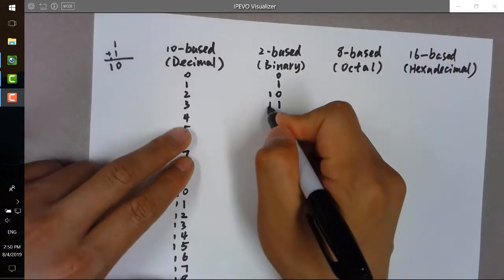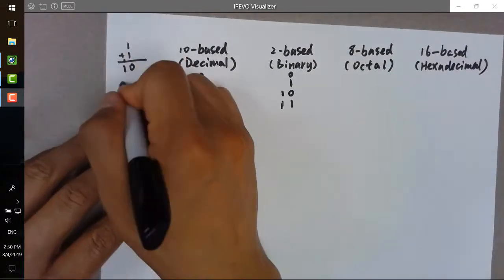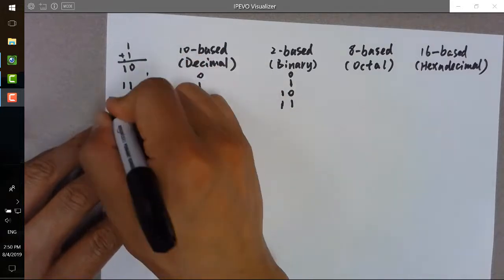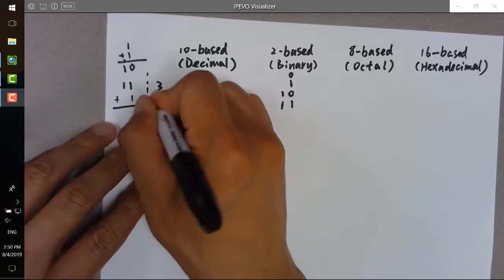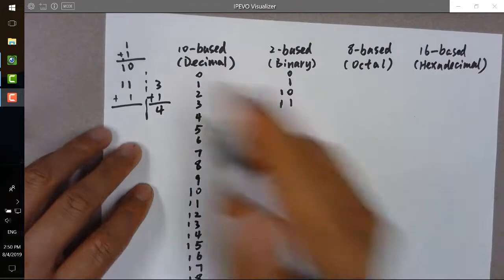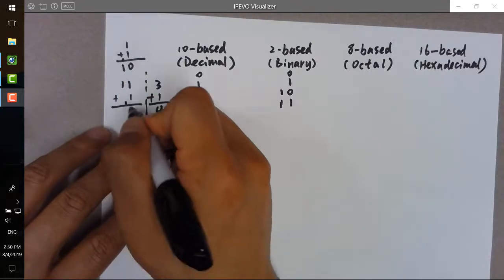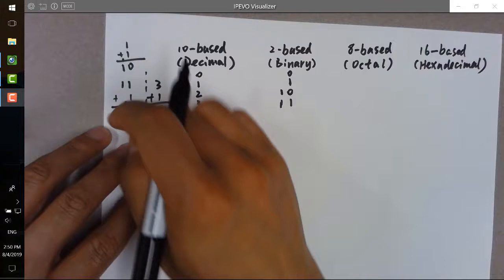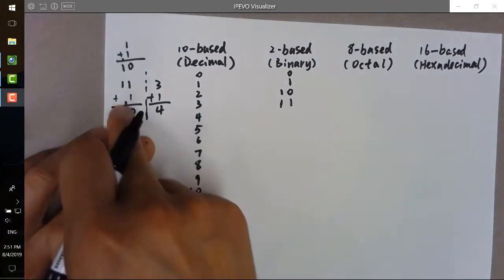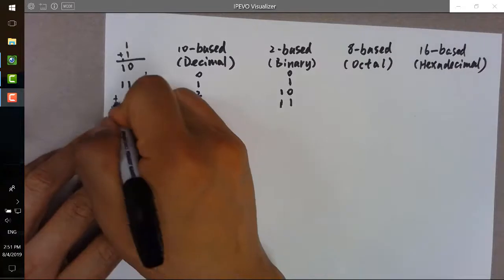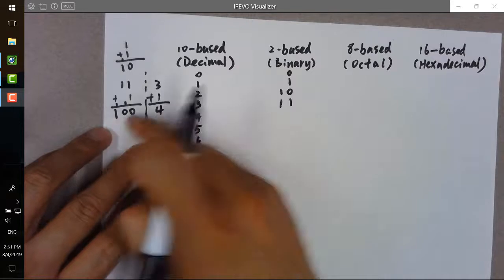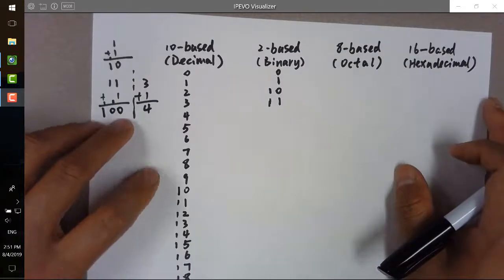Now what about 4? If you have 1 1, which is 3 in decimal, you add 1 to 3 in decimal, we know it's going to be 4. However, in binary, we need to carry here. So we reset this digit to 0, then we get a carry, then carry is 1, add 1, you have another carry, then just write it down here. So we finally have 1 0 0 for 4 in the binary version.